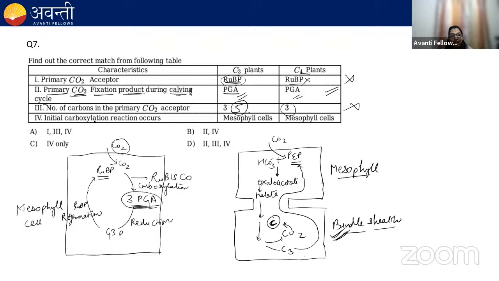Fourth is where the initial carboxylation reaction occurs. In C3 plant, the Calvin cycle occurs in the mesophyll cell. And in C4 plant, they're asking about the initial carboxylation reaction. Here it also takes place in the mesophyll cell. So fourth is also correct. Second is correct, fourth is correct. So the correct option would be B, which is second and fourth. I hope it is clear to everyone.